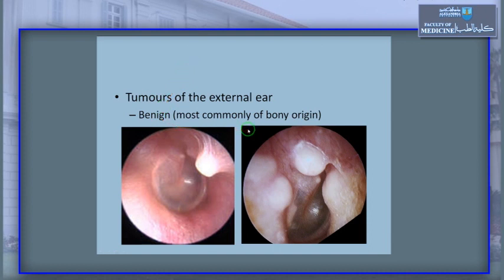For tumors of the external ear, there are benign and malignant tumors. Benign swellings are mainly of bony origin. There can be a solitary swelling, what we call osteoma, or multiple swellings, what we call exostosis. Multiple swellings are common in people who are exposed to repeated cold water in their ear, and typically we call it surfer's ear for people who do windsurfing or wave surfing. So they are exposed to cold water repeatedly. That's why they are more prone to develop such conditions.